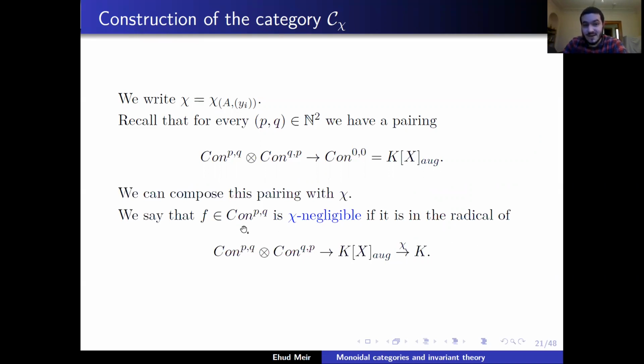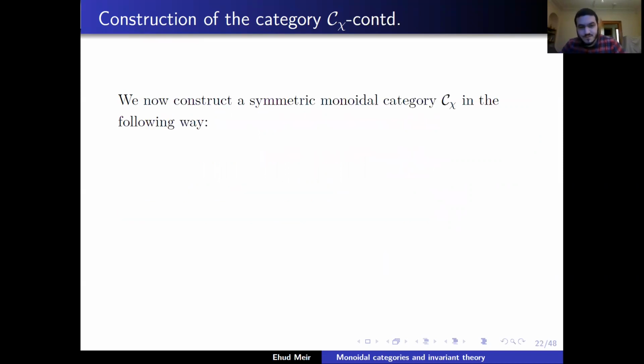Okay, and we say that an element F is chi negligible if it is in the radical of this pairing. That is, if whenever we pair it with something in con QP and apply chi, then we get 0.